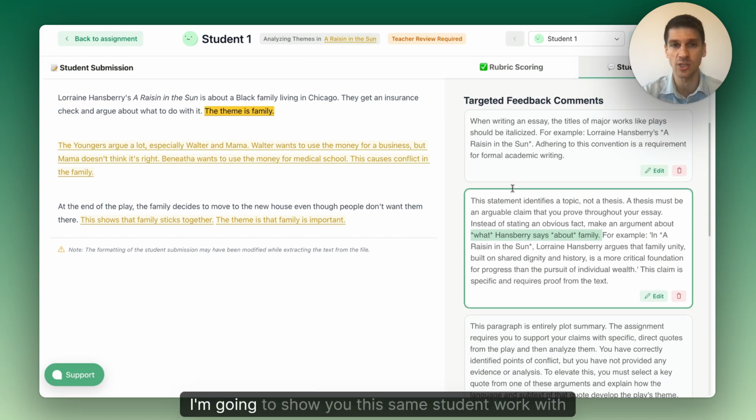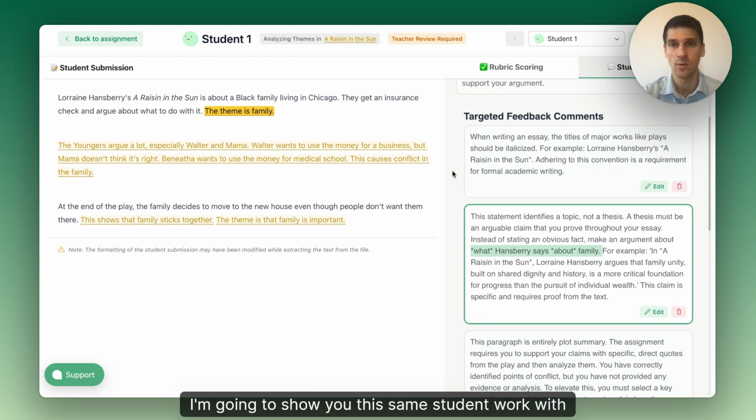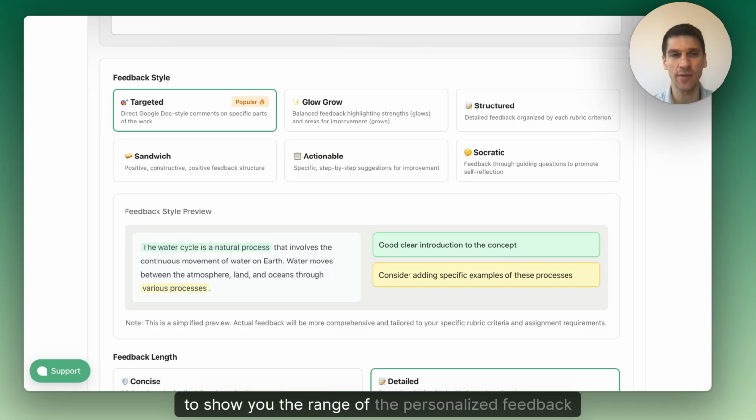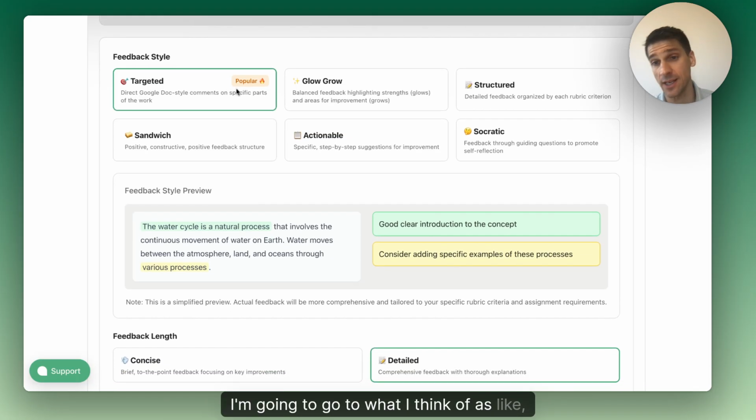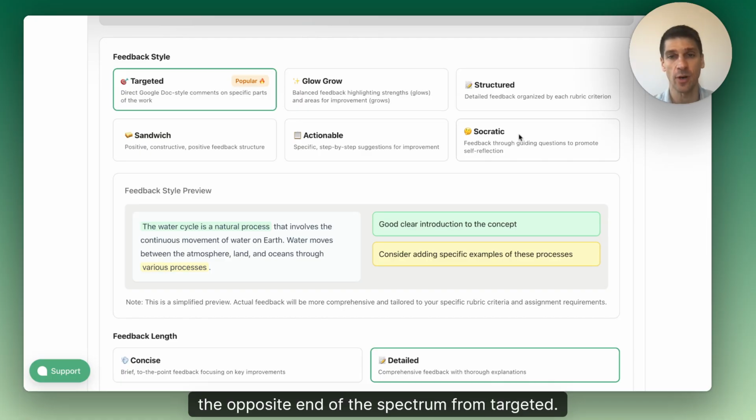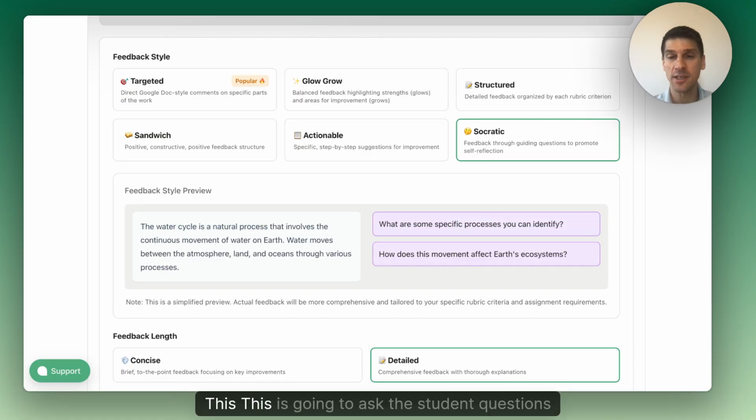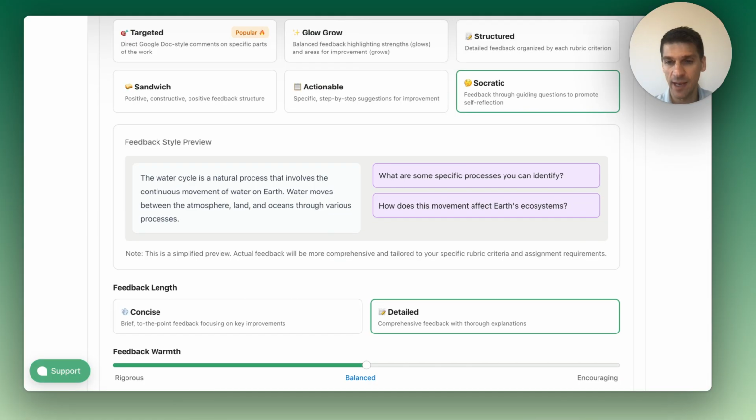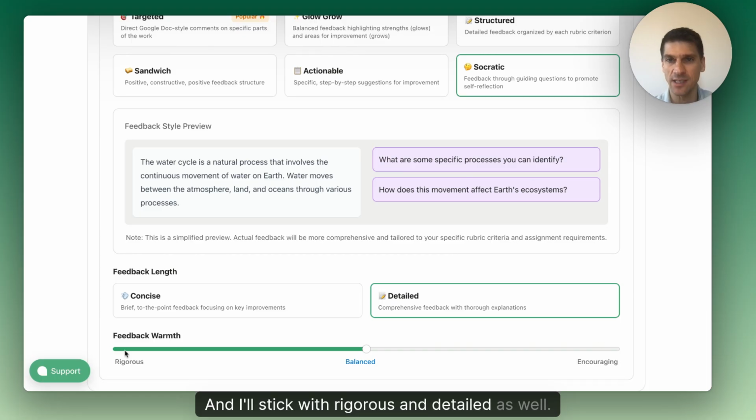In just a moment, I'm going to show you this same student work with different feedback settings. So this time, to show you the range of the personalized feedback that you can get in GradingPal, I'm going to go to what I think of as the opposite end of the spectrum from targeted. I'm going to click on Socratic. This is going to ask the student questions about their work and cause them to really think. It puts the responsibility in a way back on them to improve it. And I'll stick with rigorous and detailed as well.